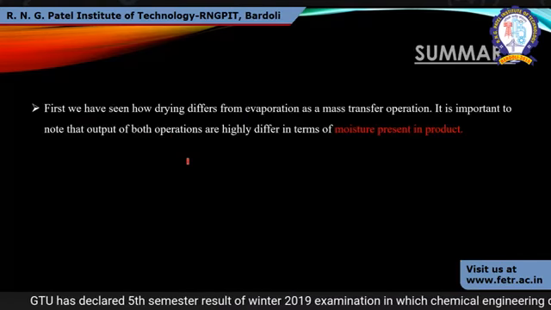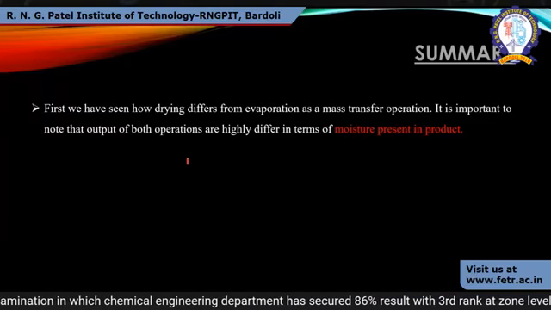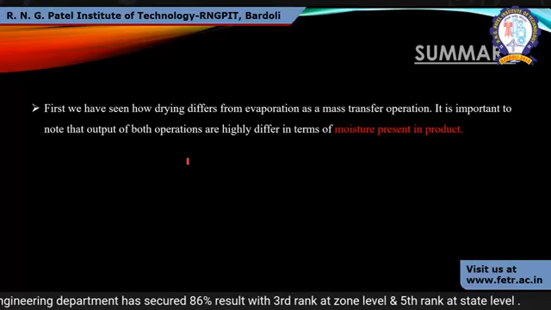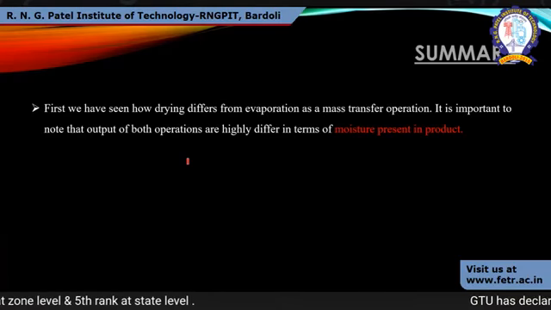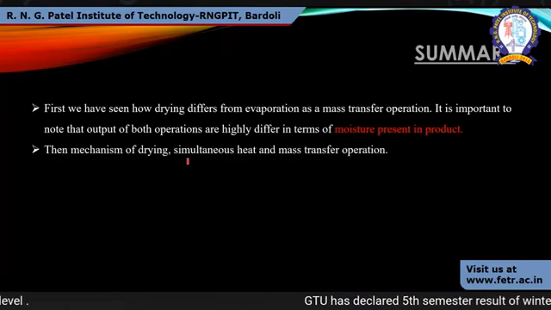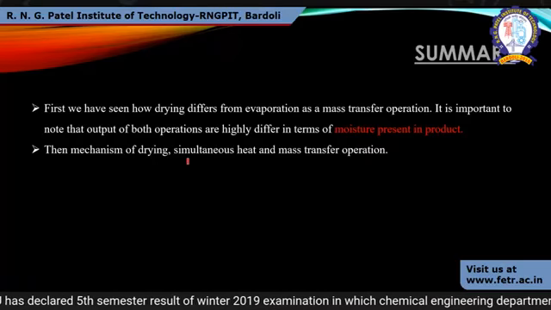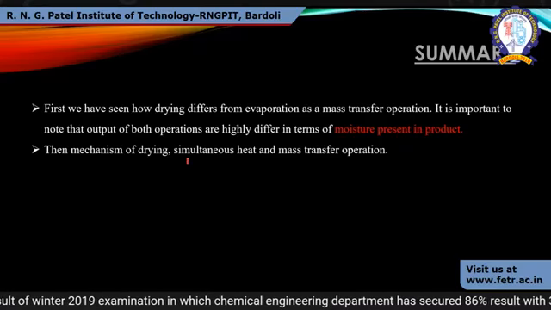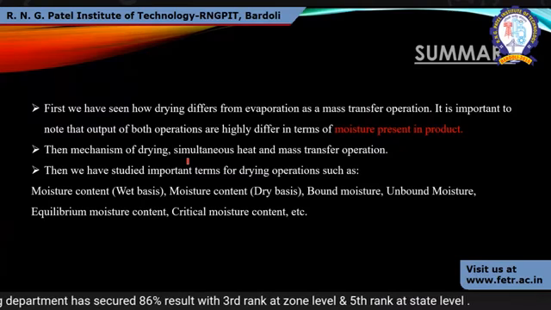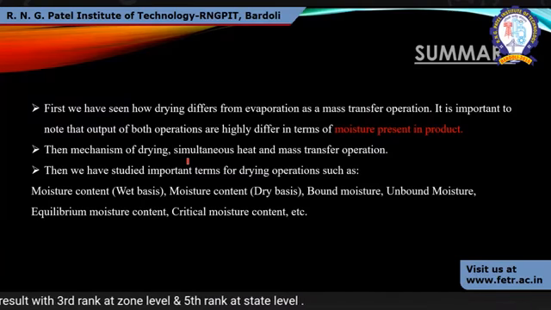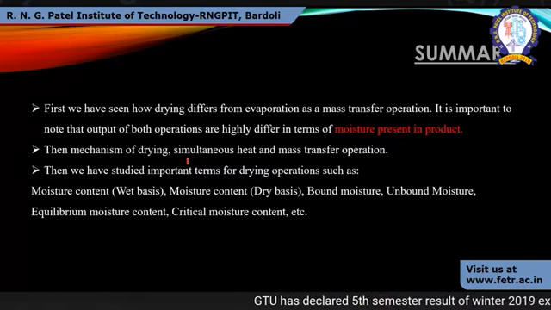Okay, now I am going to summarize today's presentation. First, we studied how evaporation and drying differ in terms of moisture present in the product and how the product is changed. Then the mechanism of drying, how simultaneous heat and mass transfer is done. Heat and mass transfer both occur in drying. We have already covered that. Then we studied a number of terms like moisture content on wet basis, moisture content on dry basis, bound moisture, unbound moisture, equilibrium moisture content, and critical moisture.